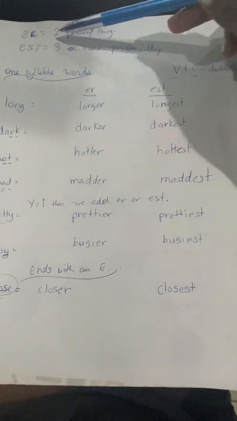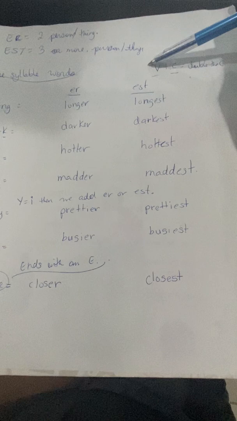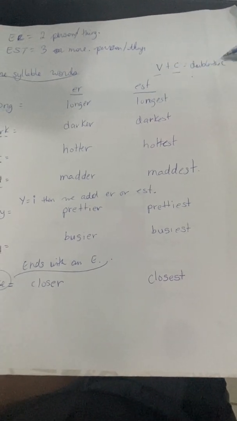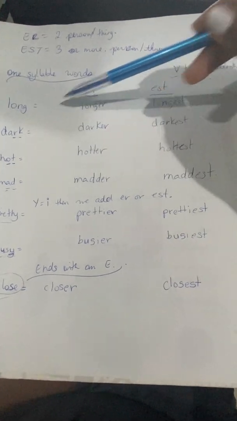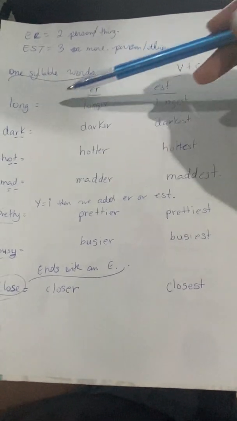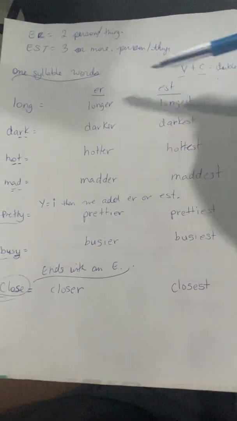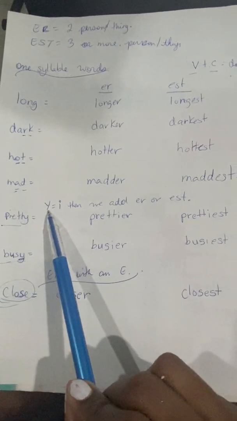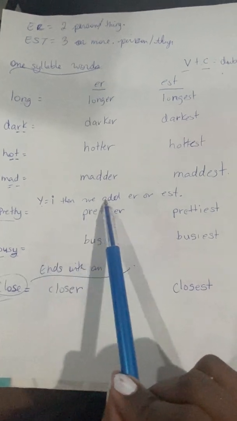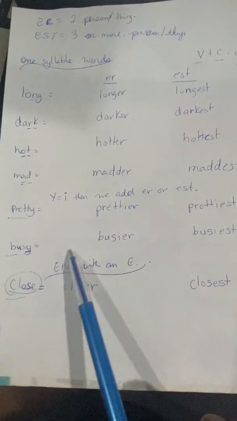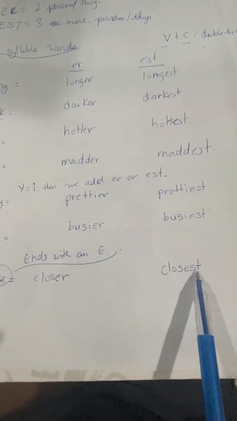The first rule is ER is for two people, EST is for three or more. When we're working with vowel and consonant, we double the consonant. If there are two consonants at the end, you just add ER or EST. When it comes to words that end with Y, adjectives that end with Y, we change the Y to I, and then we add ER or EST. If it ends in an E, we just add R or ST.